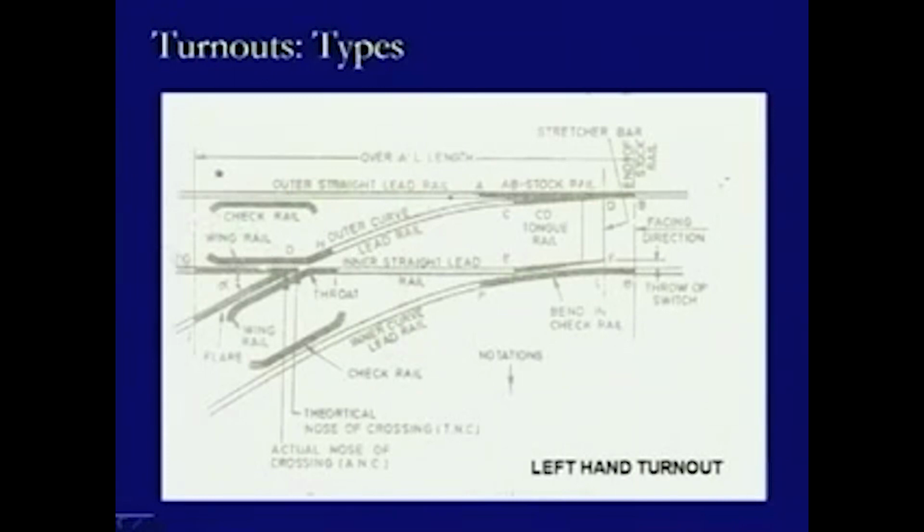Then further, starting from this point, which is the heel of our crossing, to this point, that is the last point of the points, that is the end of the stock rail, this is the overall length of the turnout. So, this is what is to be designed.